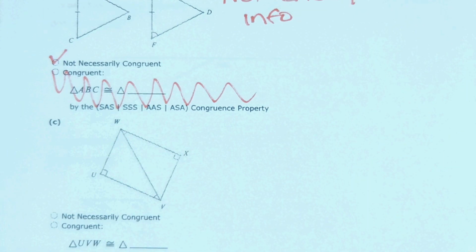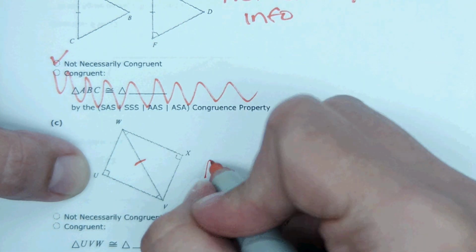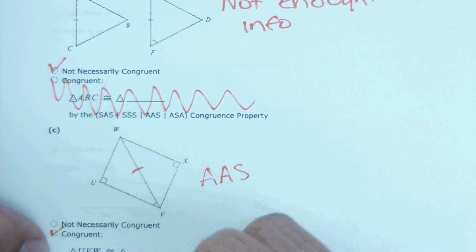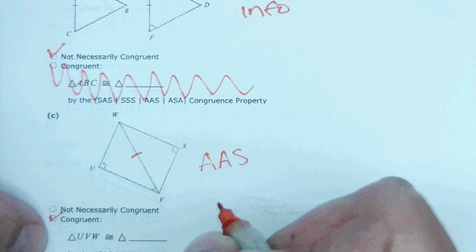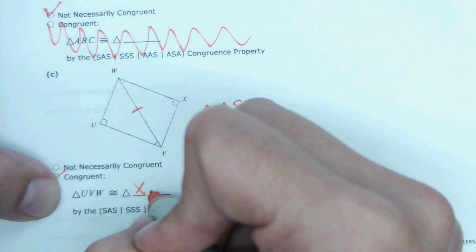And then C, this one, we have an angle in common and then a shared side. So we have angle, side is what I see. So they are congruent.